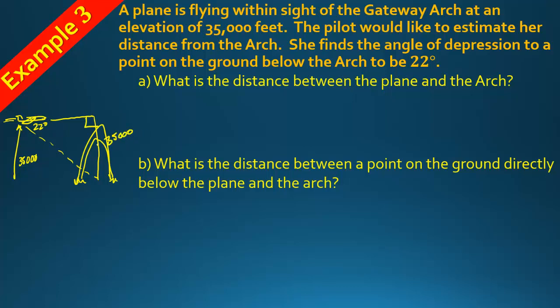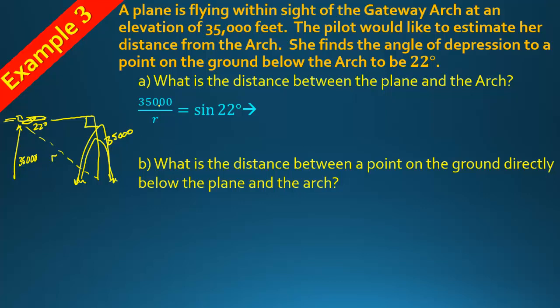Alright, so now we want to find the distance between the plane and the arch. So we're trying to find this right here. We could call that R if we wanted. And we know the altitude of the plane, so we know the opposite. We're trying to find the hypotenuse, which is sine. So sine is opposite over hypotenuse, which I called R.